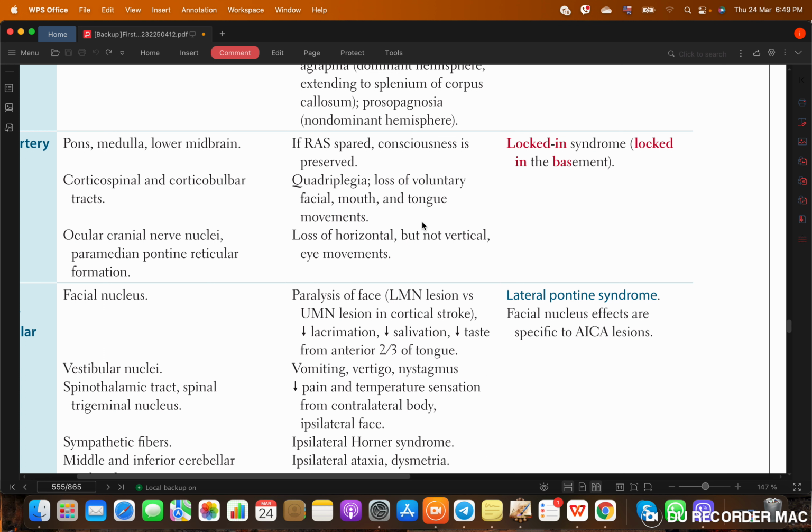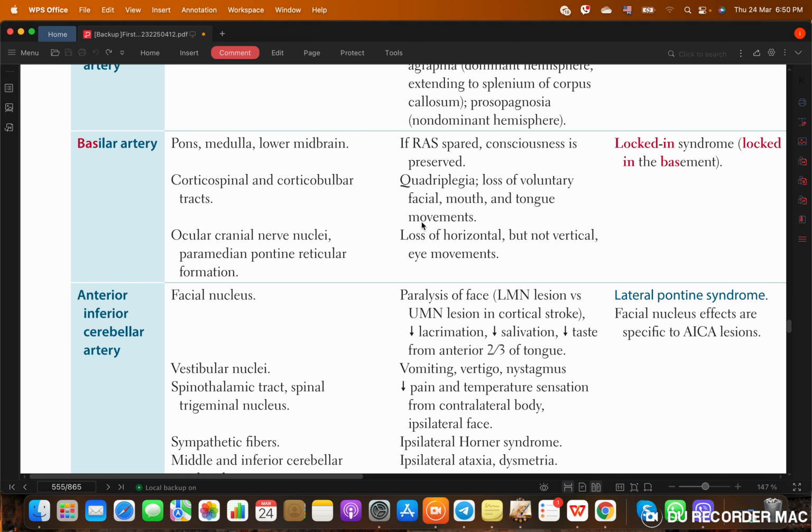Quadriplegia, which is loss of voluntary facial, mouth and tongue movement. Basically, you will be paralyzed, all of your body, not one portion, and tongue movement. Okay? Remember what I told you? Most medial brainstem problems lead to motor problems. Okay? Not completely true every single time, but in general. So the patient here has a basilar artery lesion, which supplies, as you said, the medial portion of the pons. Thus, he has the motor symptoms.